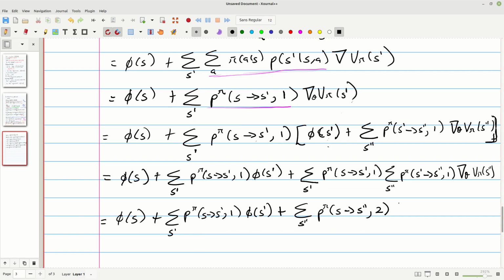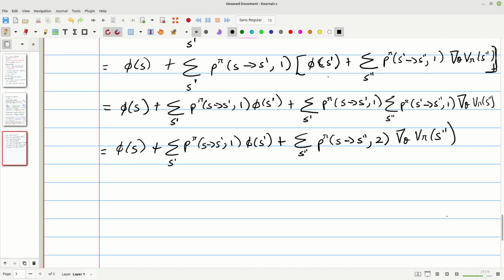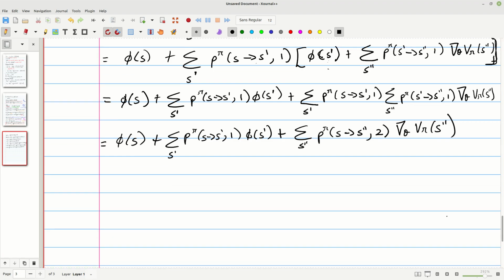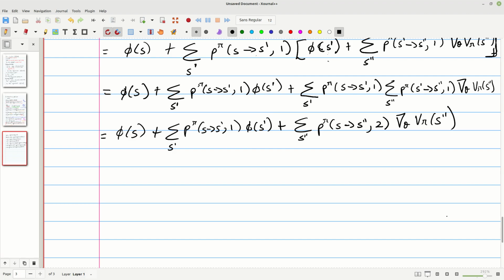So having said that, this is γ times the derivative under theta of v pi s double prime, right? So this is where we are with our expression. And the next step is to expand this further. As you can imagine, we can expand this as long as we want to, but let's rewrite this expression.